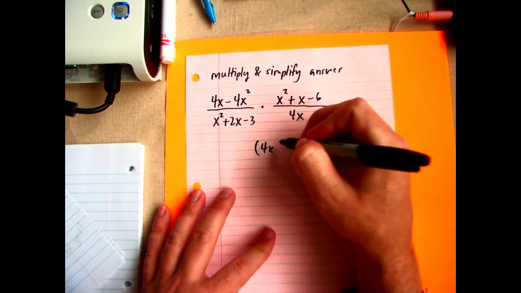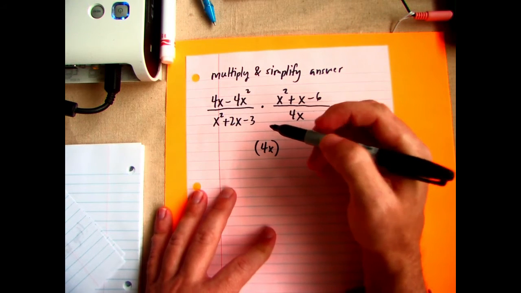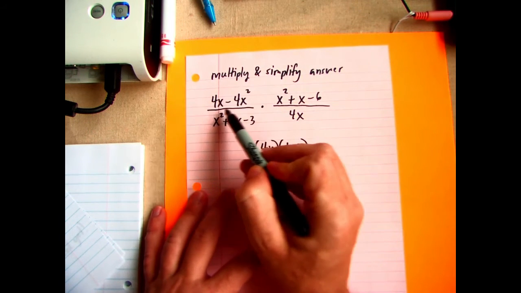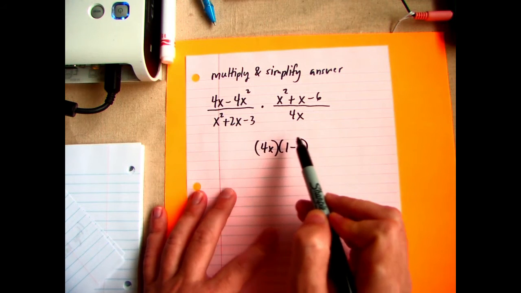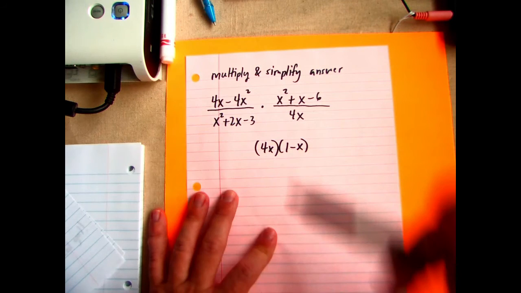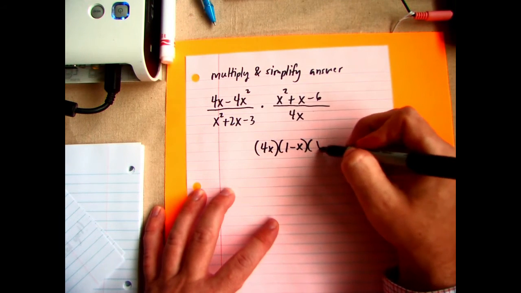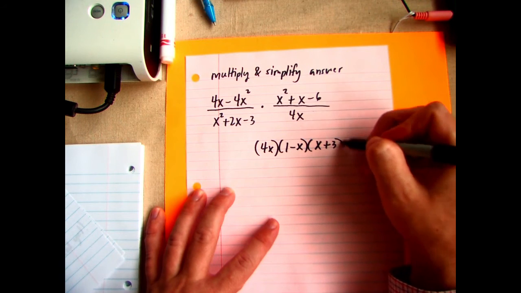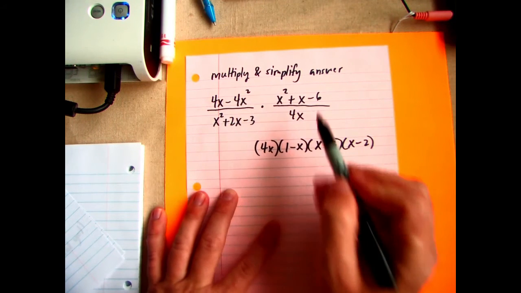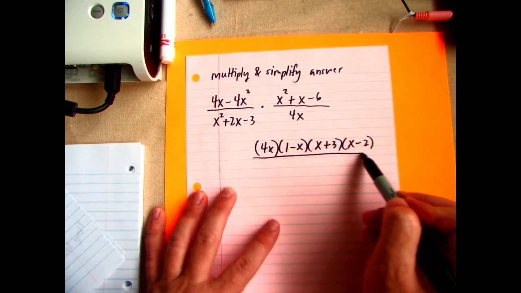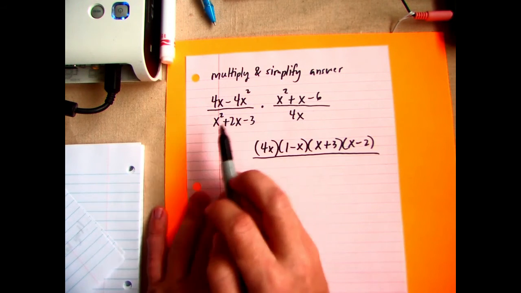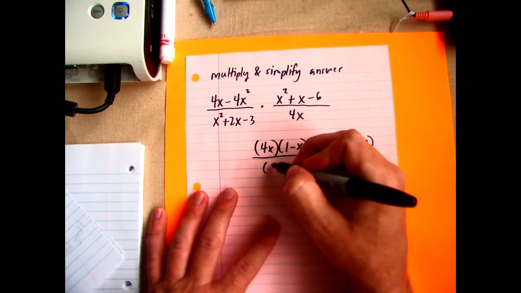So the first numerator, I'm going to factor out 4x. So when 4x leaves the first numerator, what's left over is 1 minus x. And I can check that by distributing the 4x. So if I distribute the 4x, it becomes 4x minus 4x squared. Let's factor the second numerator. That factors to x plus 3 times x minus 2. So I have this string of bubbles that's going to give me a lot of opportunities to cancel.